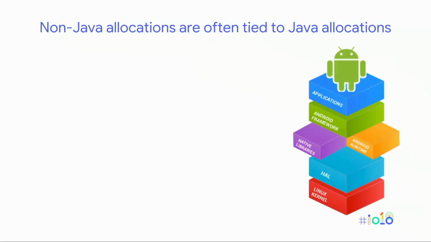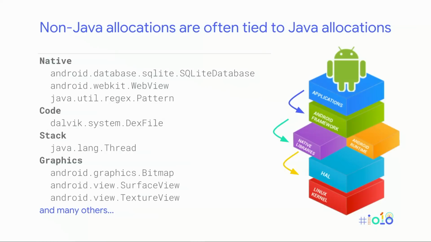First is that allocations that are outside of the Java heap, many of those are tied to Java allocations. So your application is calling into the Android frameworks, which is calling into native libraries under the covers, which is doing native allocations or even graphics allocations, whose lifetime is tied to Java objects. For instance, just to give you a sampling, on your Java heap, if you see these kinds of objects, so a SQLite database, web views, patterns, those all have native allocations associated with them. If you see a dex file object, that's going to have .dex mmap, .vdex, .oat mmap associated with it.